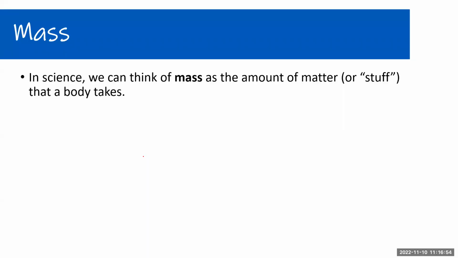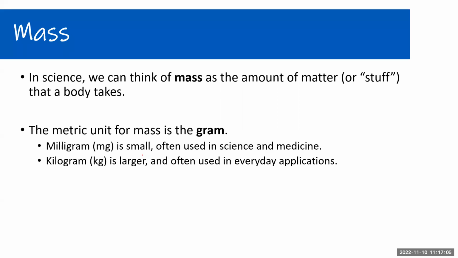So, way back at some point, you've talked in a science class about the concept of mass. And basically, mass is just the amount of matter or the amount of stuff that a body takes, okay? The metric unit for mass is the gram. So the base unit is the gram. You've seen, probably at the doctor's office or in a health app or something, kilograms, right? Kilograms are larger. We often use those in everyday applications. If you were going to weigh yourself, you'd probably measure in kilograms, okay?